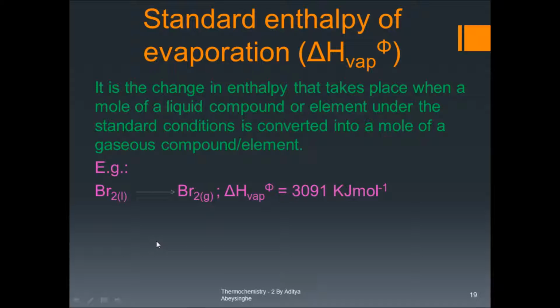We define the standard enthalpy of evaporation as the change in enthalpy that takes place when 1 mole of a liquid compound or element under the standard conditions is converted into 1 mole of the gaseous compound. For example, if you take bromine, you take 1 mole in the standard conditions, initially a liquid, and then convert that to Br2 gas, and the enthalpy of vaporization here is 30.91 kilojoules per mole. That differs for different liquids.